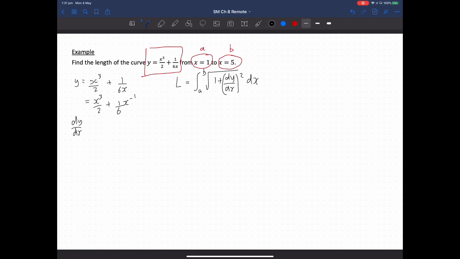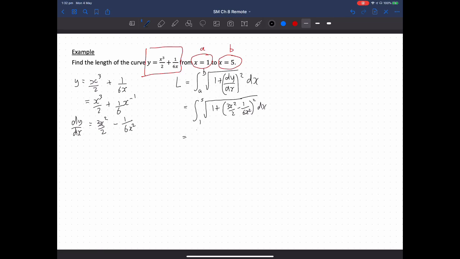Differentiating this, dy/dx is equal to 3x squared on 2 minus 1 on 6x squared. So now we're ready to substitute into our formula. L is equal to, a we said was 1, b we said was 5, the square root of 1 plus dy/dx all squared. dy/dx is 3x squared on 2 minus 1 on 6x squared, all squared dx.